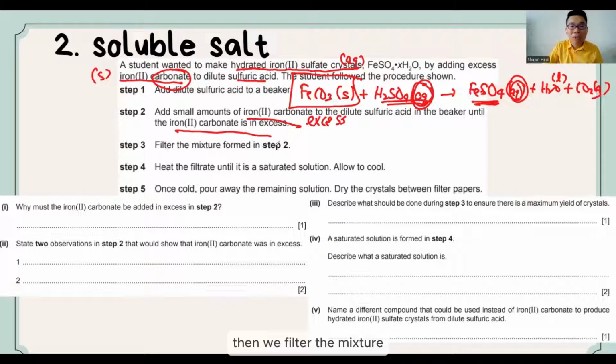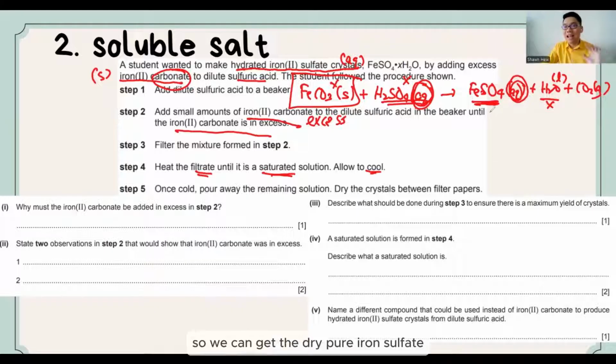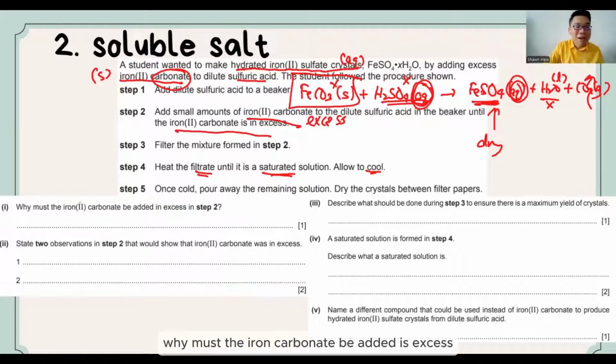Then we filter the mixture, so to remove this. So we successfully remove this too. And then heat the filtrate until saturation point, allowed to cool. This is to remove the water. Once cool, pour away the remaining solution. Dry the crystals between filter paper so we can get the dry, pure iron sulfate. The CO2 will be released as a gas, so no need to care about that. First question, why must the iron carbonate be added in excess?